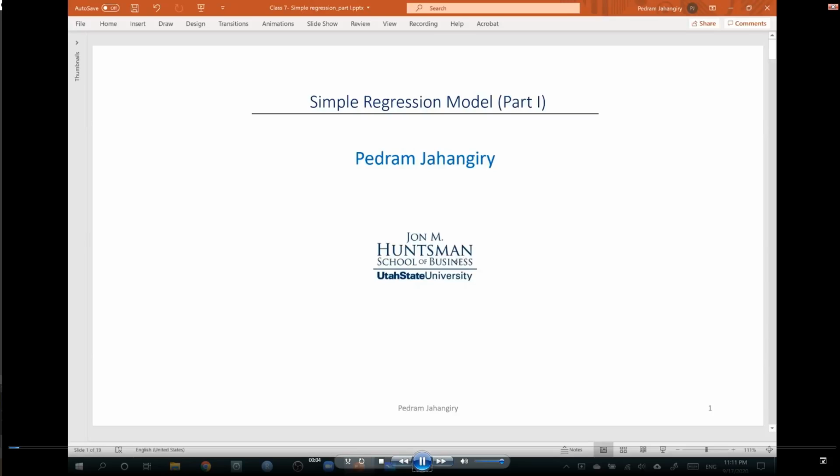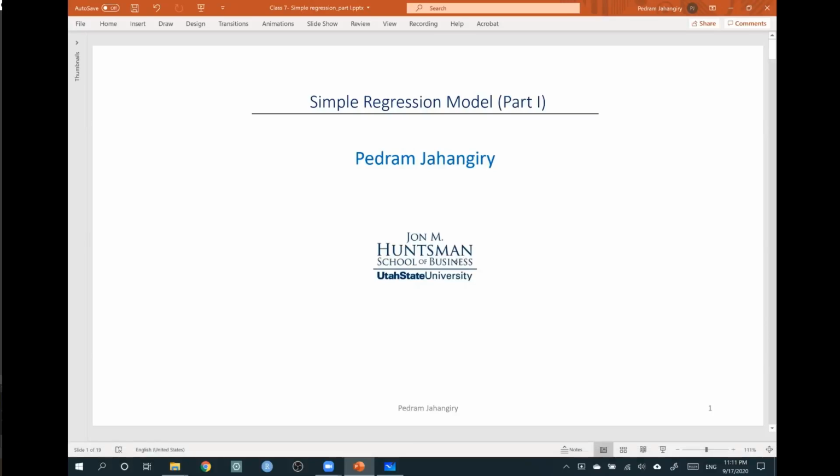All right. So after doing a crash course in R and a crash course in statistics, we are finally ready to begin our journey in econometrics. And we're going to start this journey by going over the simplest version of the regression model, which is the Simple Regression Model, or for short, we call it SRM.